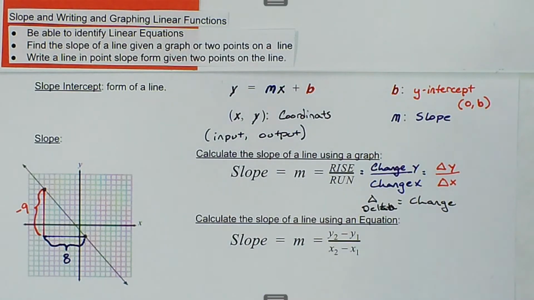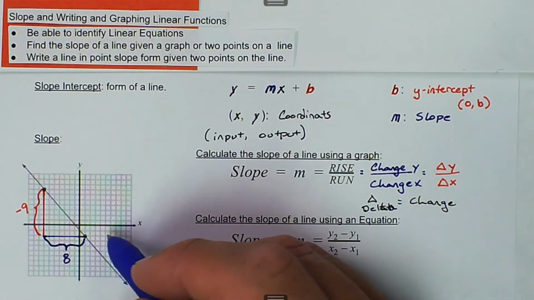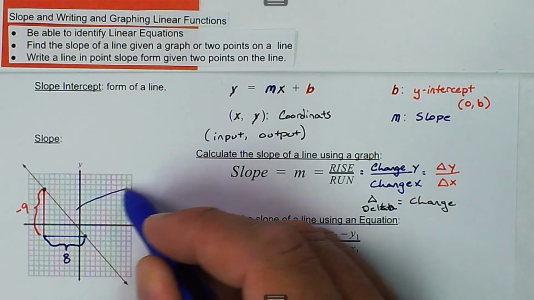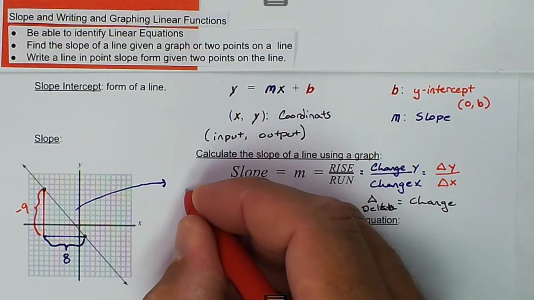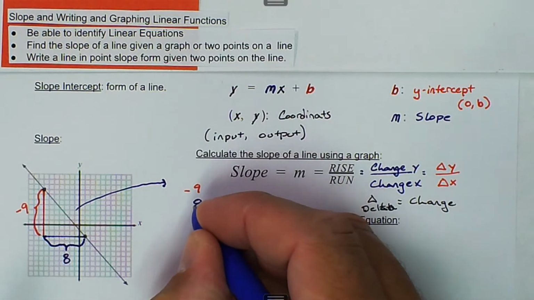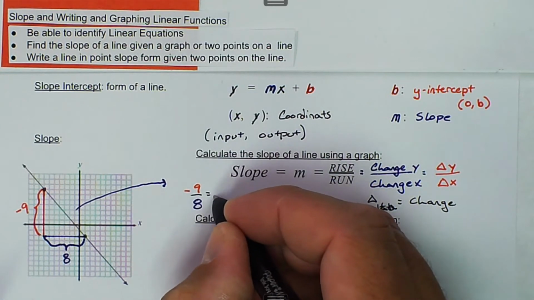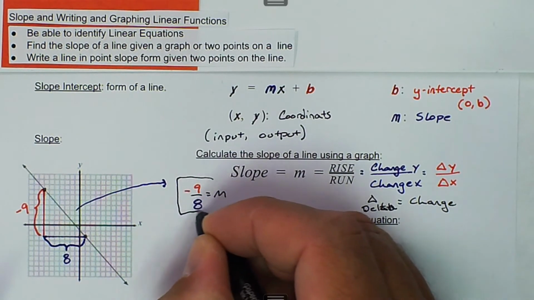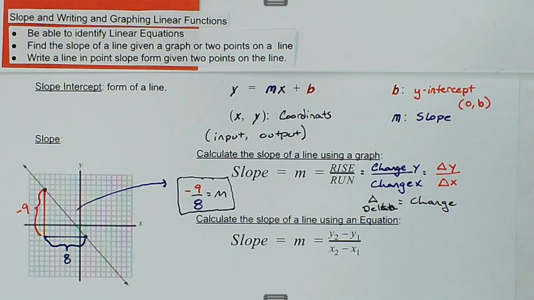So if we were going to calculate the slope from these points right here, all we do is we put the rise over the run. So the rise in this case is -9, and the run is 8. So that would be our slope from the graph. So that's equal to m. So that's how we can calculate the slope if we are given a graph and we're able to just count that way.